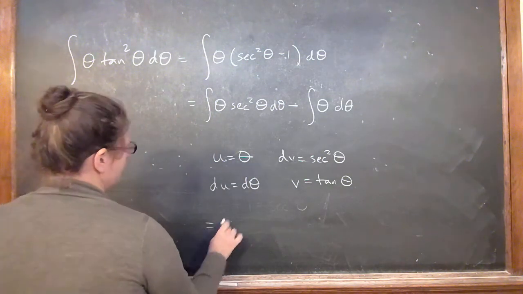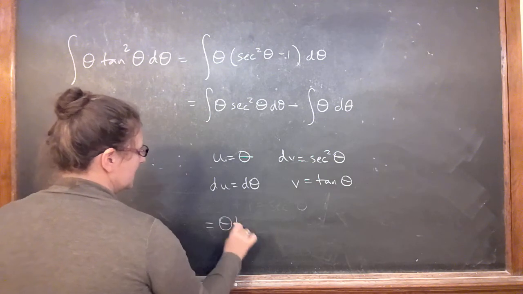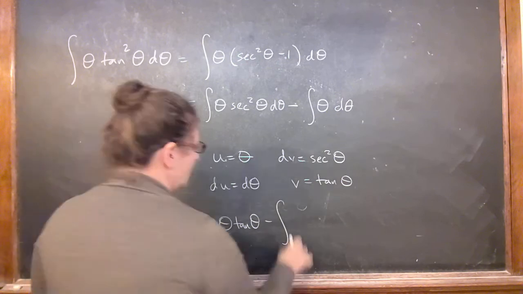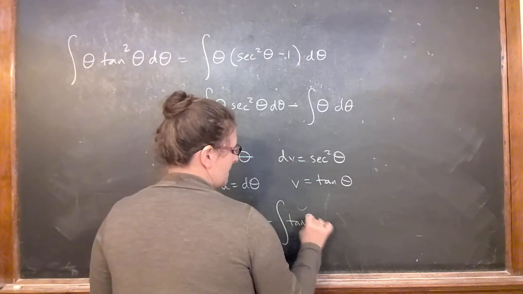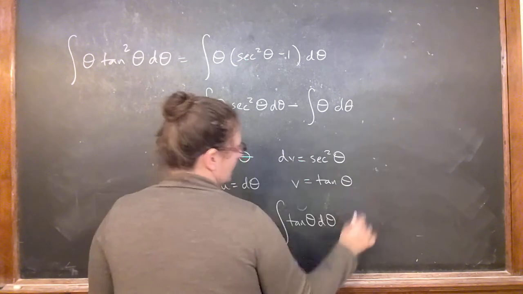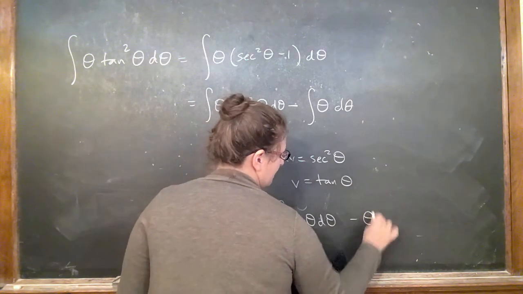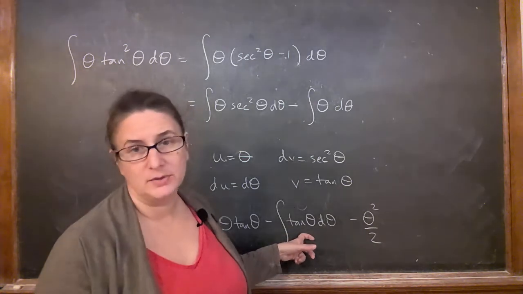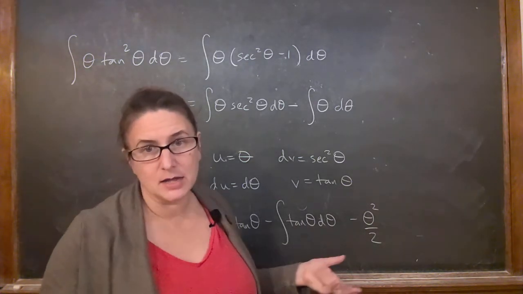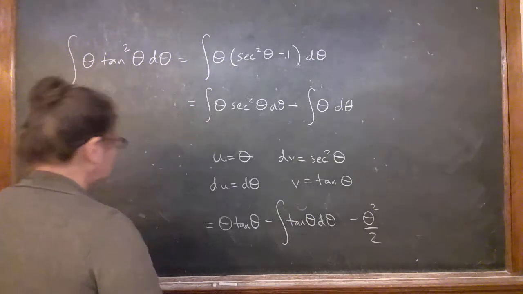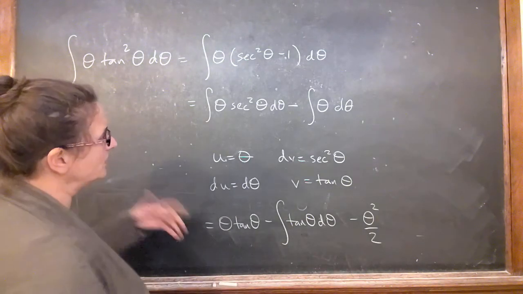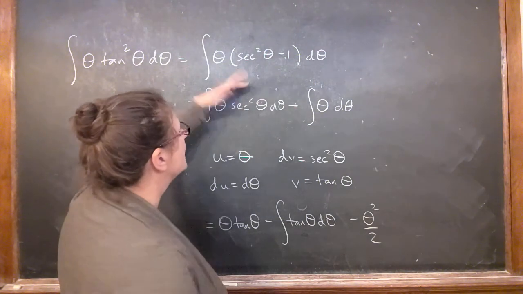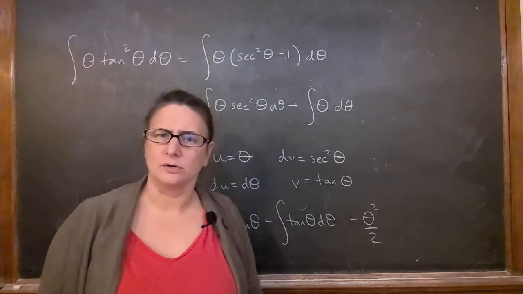So I'm going to have theta tangent theta. All right, I'm just going to write it. Theta times tangent of theta minus the integral of tan theta d theta, and then whatever this was, theta squared over 2, right? And this one is just, you remember how to do that one. You write sine over cosine and it's natural log of cosine. So just by doing a little bit of pre-processing, it becomes easier to deal with.